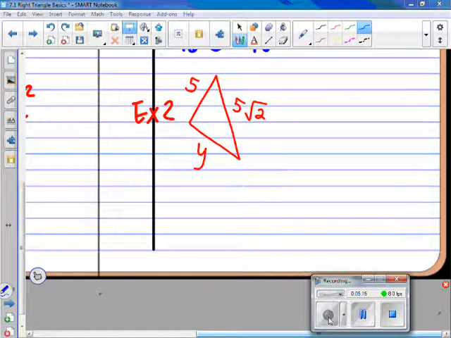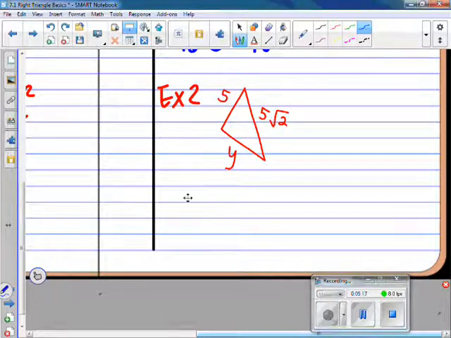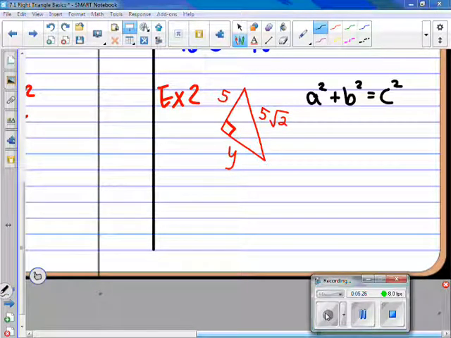Now let's take a look at this one. Get it set up properly there. Okay, so again, let's make sure that we all understand this is a right triangle, okay? So let's write down our formula, and then let's see if you can do this one on your own. Come back and check your work in just a few minutes.